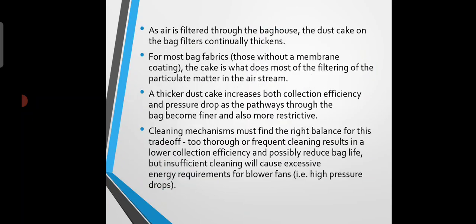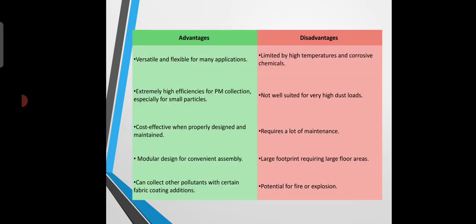Air is filtered through the baghouse. The dust cake on the bag filters continuously thickens. For most bag fabrics, the cake is what does most of the filtering of the particulate matter in the air stream. With a thicker dust cake, collection efficiency is increased, but so is the pressure drop, as the pathway through the bag becomes finer and more restrictive. The cleaning mechanism must find the right balance for this trade-off. Too thorough or frequent cleaning results in lower collection efficiency and possibly reduces bag life. But insufficient cleaning will cause excessive energy requirements for blower fans.